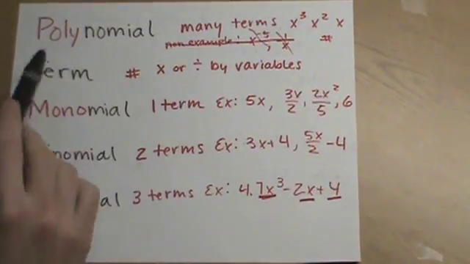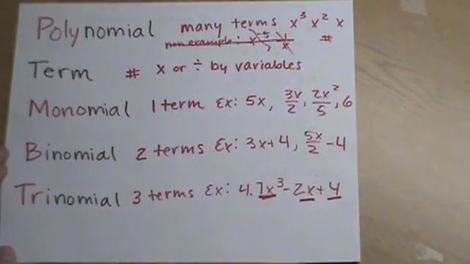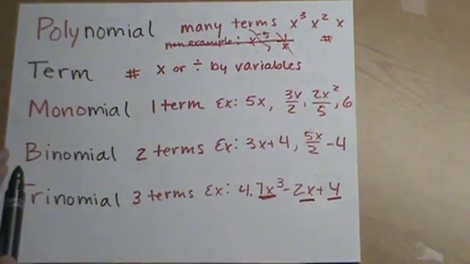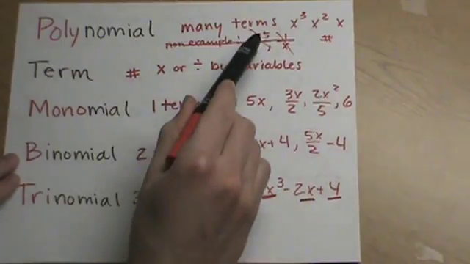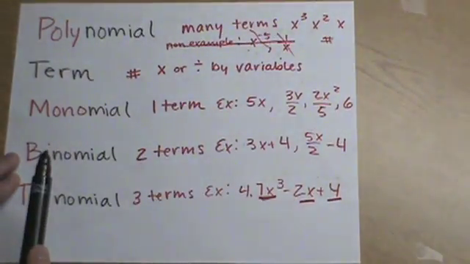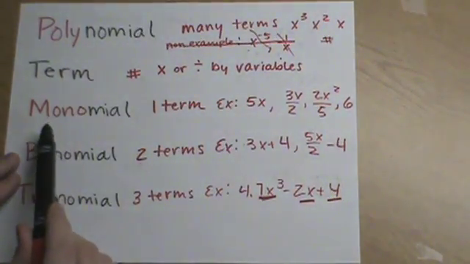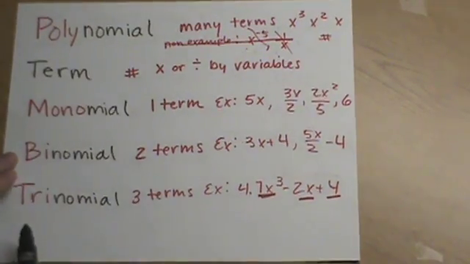So again, we have polynomial, which means many terms. To be a polynomial, it cannot have a negative exponent or an x in the denominator. A monomial is 1 term, binomial 2 terms, trinomial 3 terms.